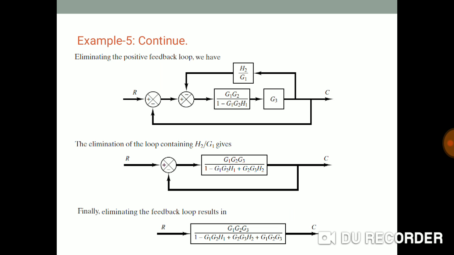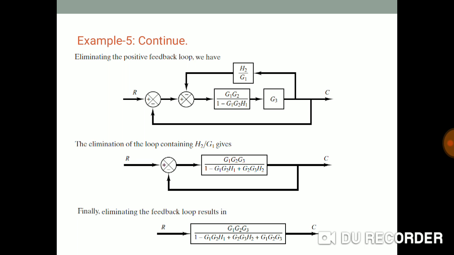Then G1 G3 are in series, so multiplication is there. Then after that we'll solve the upper feedback, that is H2 divided by G1. Same formula we are going to use, G of s divided by 1 plus G of s into H of s. The plus or minus depends on what kind of feedback is there. If feedback is plus, in the equation minus is there. If the feedback is minus, in the equation plus is there.